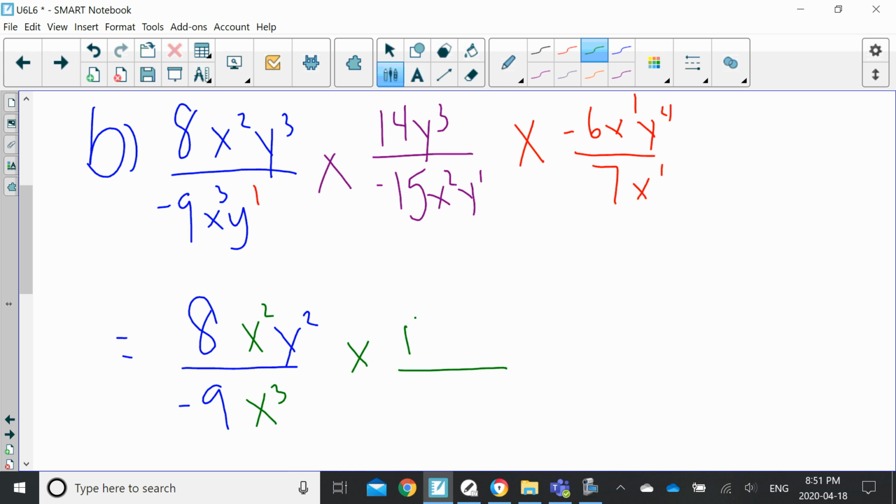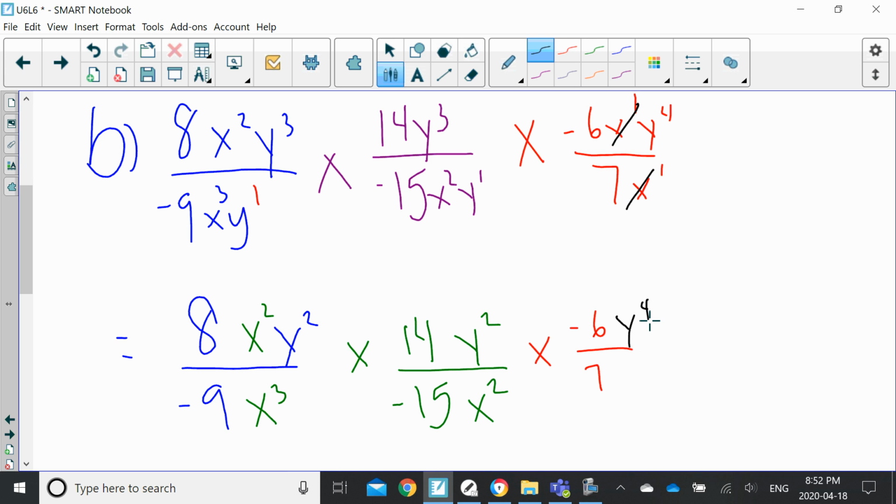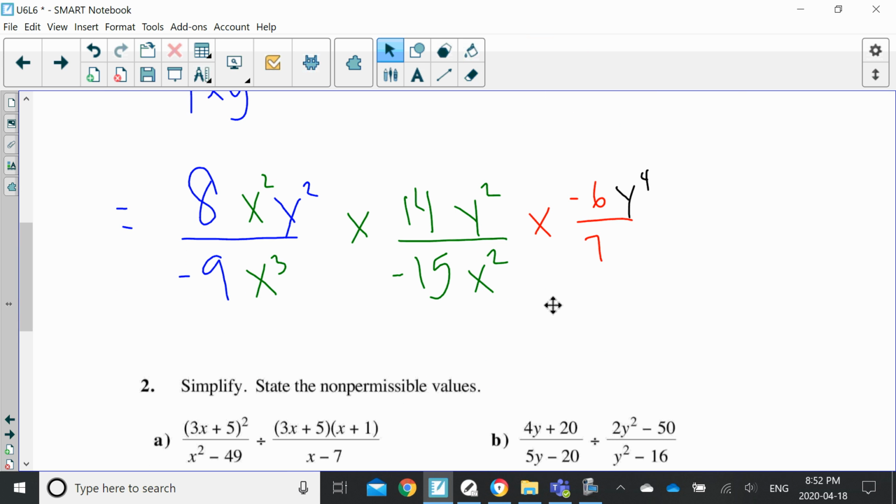Let's keep the 14 and the negative 15 because that's not going to simplify. And let's deal with these y's. Y to the 3 divided by y to the 1, that gives me y squared. And I'm going to have x squared on the bottom. Times again, I've got negative 6 over 7. X to the 1 over x to the 1 would cancel, and I'm left with y to the 4. Now what we could do is we could literally multiply my numerators together and my denominators together. So we're going to do that next.